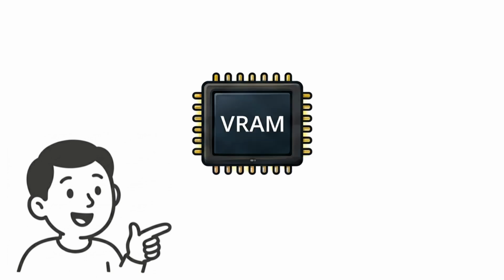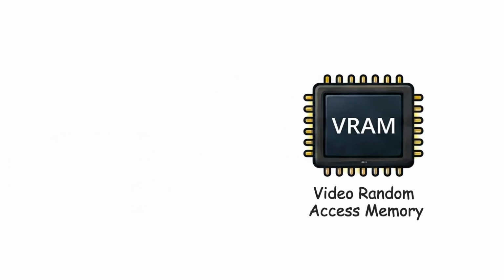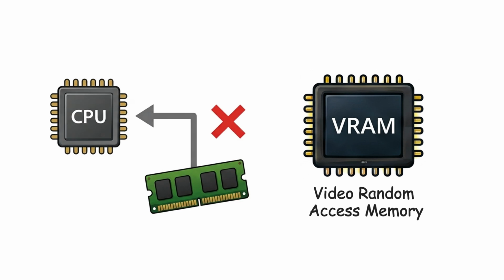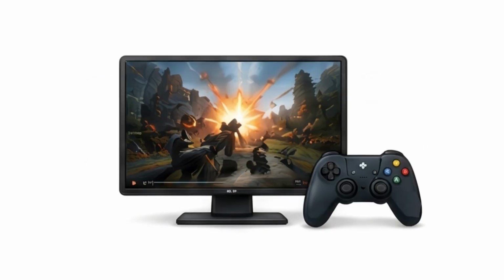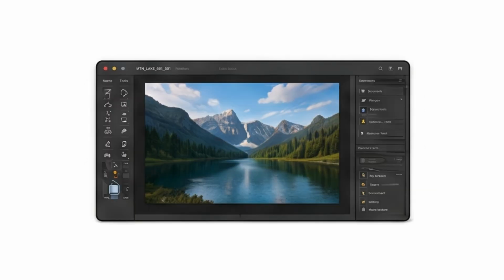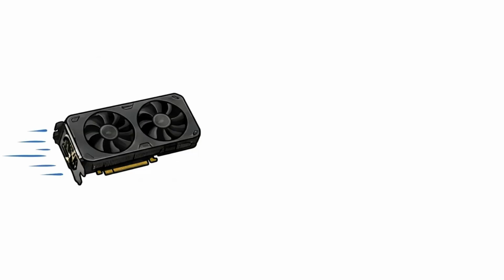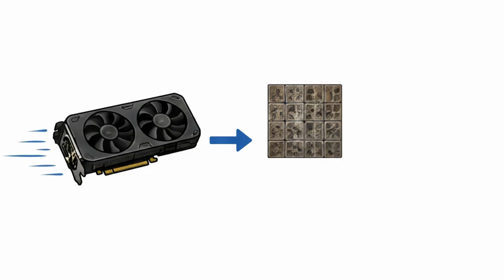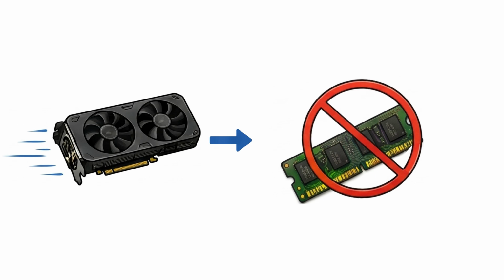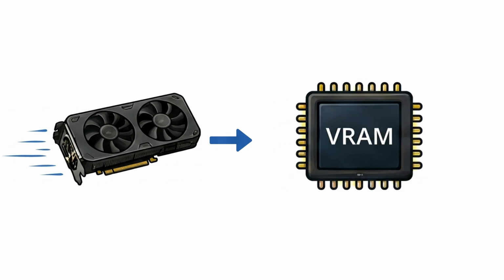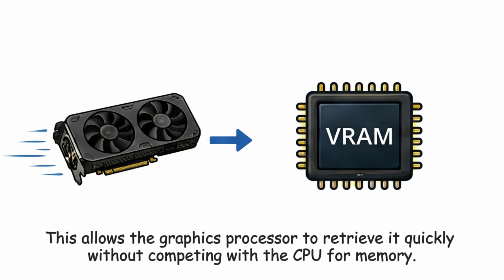Now let's look at a type of memory designed specifically for graphics: VRAM. VRAM stands for Video Random Access Memory. Instead of serving the main processor, VRAM serves the graphics processor, or GPU. Whenever you're playing a game, watching high-resolution video, or editing images, the graphics card constantly needs access to visual information: textures, images, video frames, lighting data, and many other graphics resources. Rather than storing this information in your computer's main RAM, it's stored inside VRAM. This allows the graphics processor to retrieve it quickly without competing with the CPU for memory.